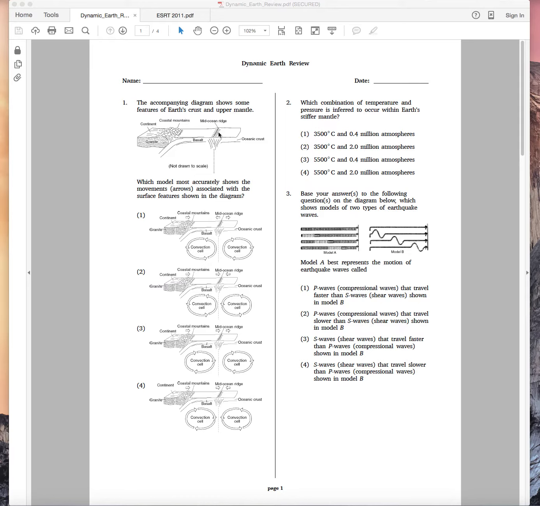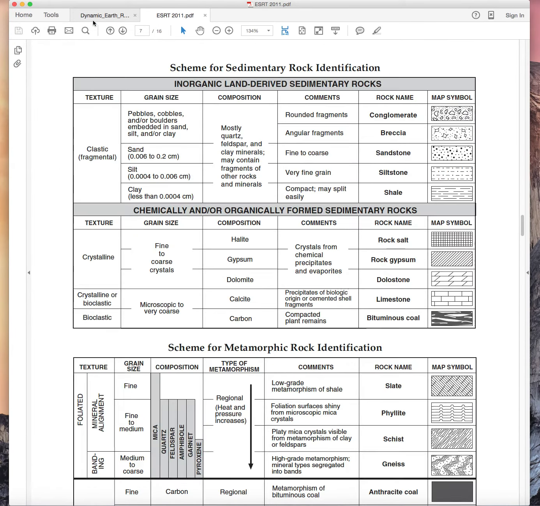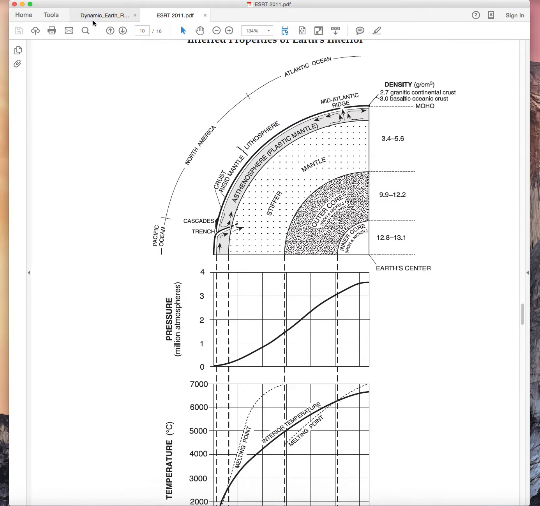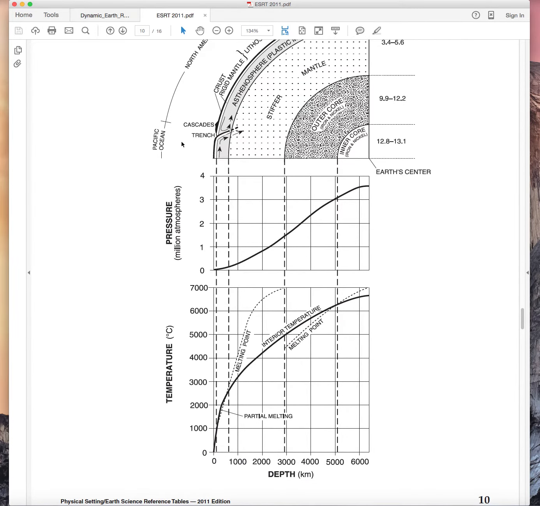Number 2, which combination of temperature and pressure is inferred to occur within the Earth's stiffer mantle? We have choices 1 and 2 at 3,500 degrees Celsius, and choices 3 and 4 at 5,500 degrees Celsius. Let's try and eliminate some choices. Let's go to the reference table, page number 10. Let's go to our temperatures. We have 3,000 degrees Celsius and 4,000 degrees Celsius, and we know that 3,500 fits in between those two numbers.